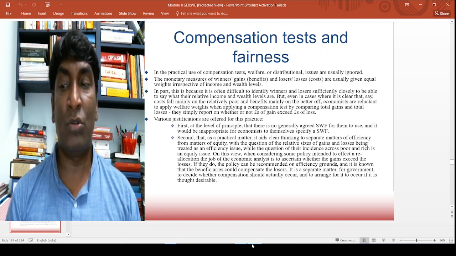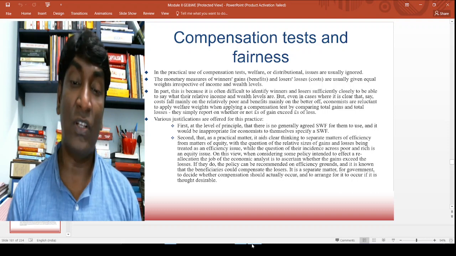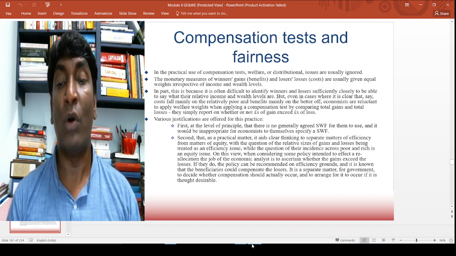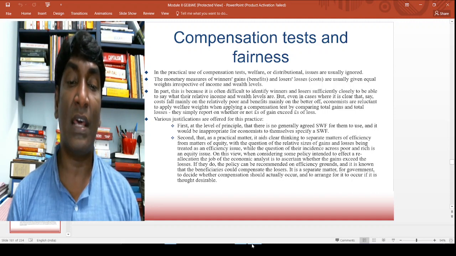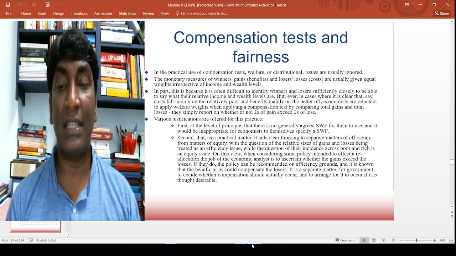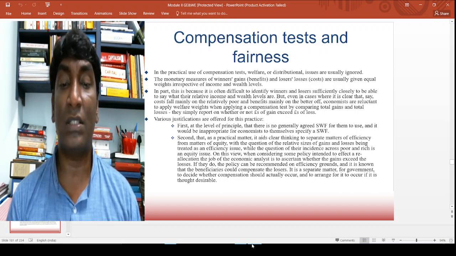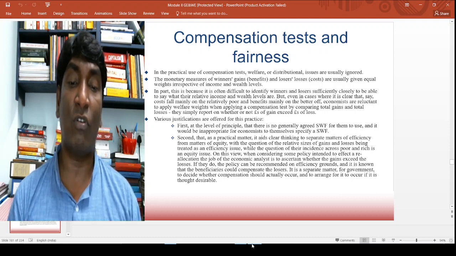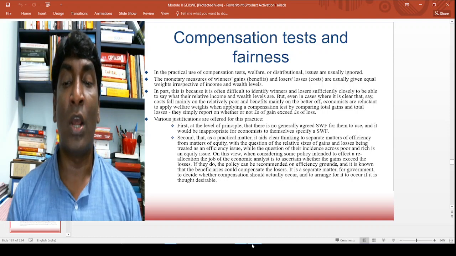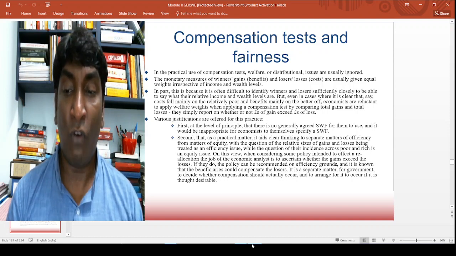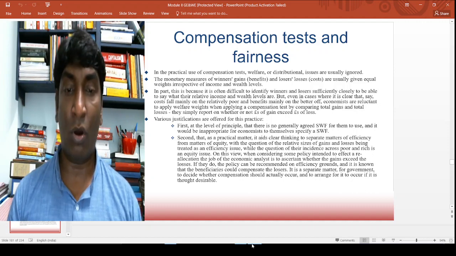And normally, the equity issues are not considered in that sense in the economic analysis of efficiency. In this view, when considering some policy intended to affect reallocation, the job of the economic analysis is to ascertain whether the gains exceed the losses. A very simplified way of looking at it. And if they do, the policy can be recommended on efficiency grounds, and it is known that the beneficiaries could compensate the losers. It is a separate matter for government to decide whether compensation should actually occur and to arrange for it to occur if it is thought desirable.